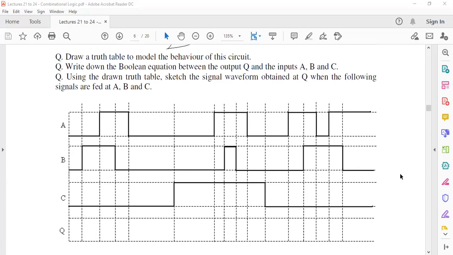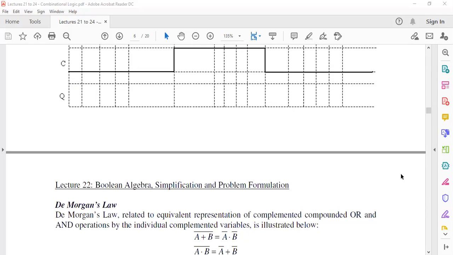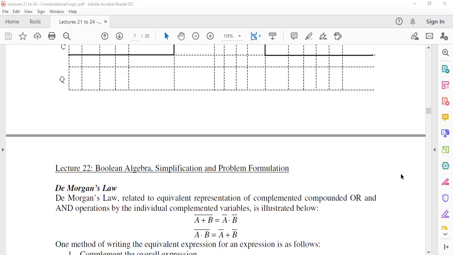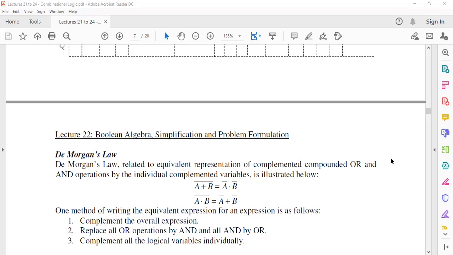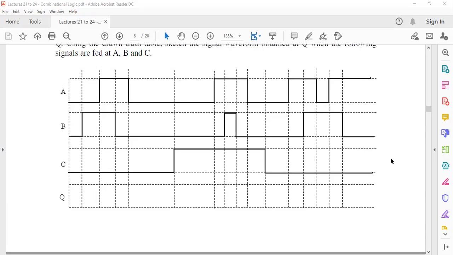Okay, so I'm going to stop here. I'll leave it to you to work on the examples I put here in your handout as self-practice, and we'll discuss this further. The next video I'll be sending is on Boolean algebra, simplification, and problem formulation. This is a chapter where we're going to start dealing with logical expressions as mathematical expressions. One important law for us is De Morgan's law. That will be the subject of the next video.